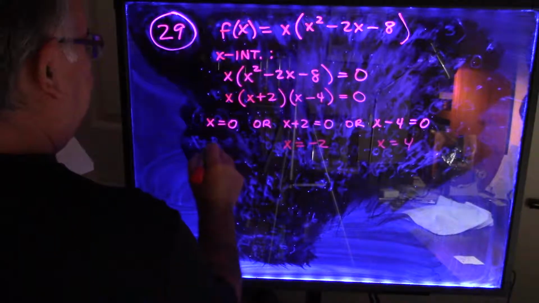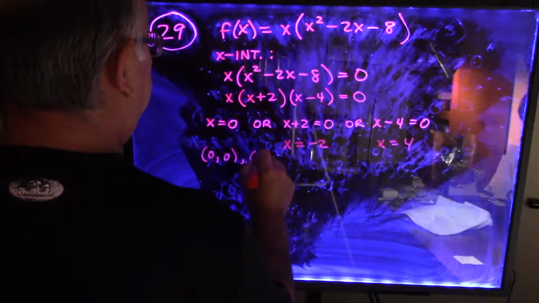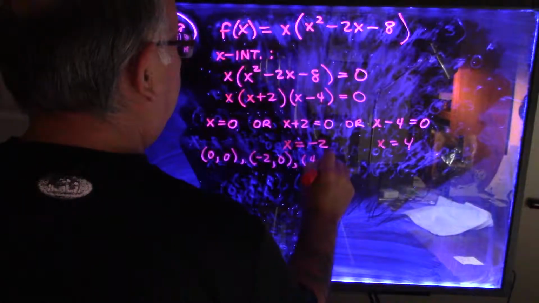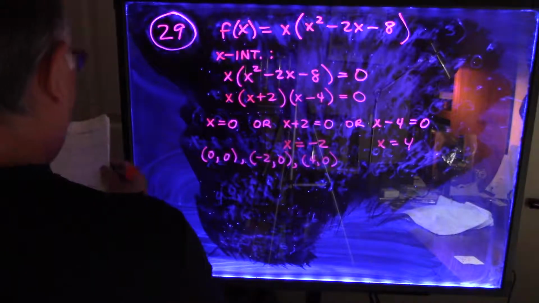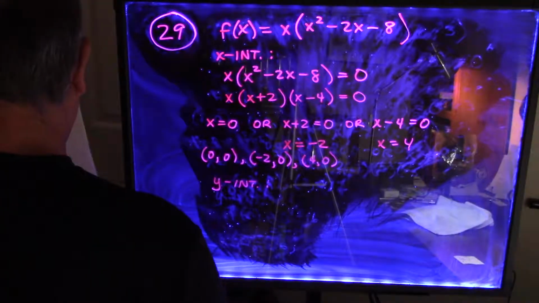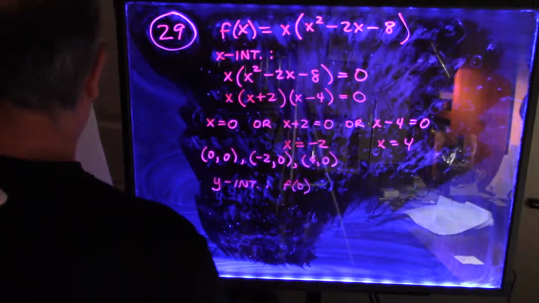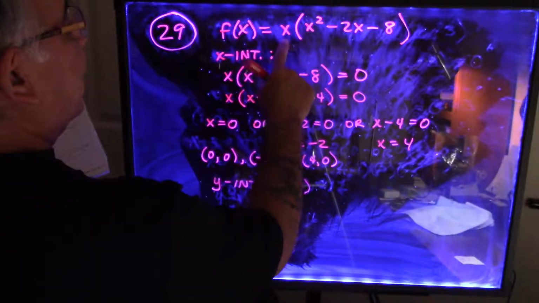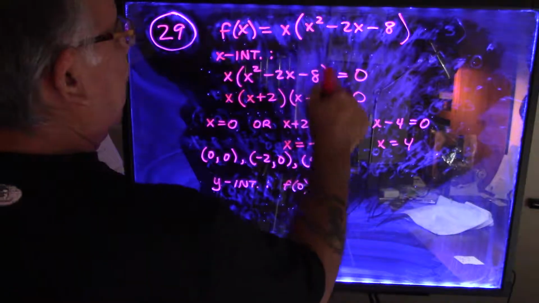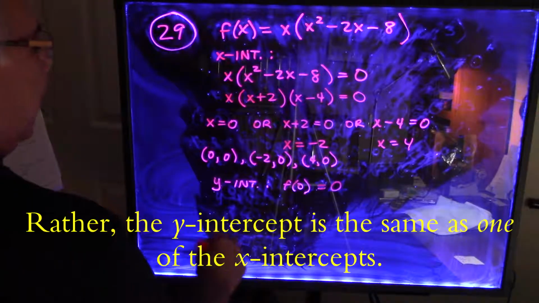So we have the intercepts 0, 0, negative 2, 0, and 4, 0. Okay, so how about the y-intercept? Alright, so again, just let x equal 0, f of 0. Well, this is easy, right? This is going to be 0 times negative 8. Okay, 0 times negative 8, so that's just 0. F of 0 equals 0. So the x and y intercepts are the same.